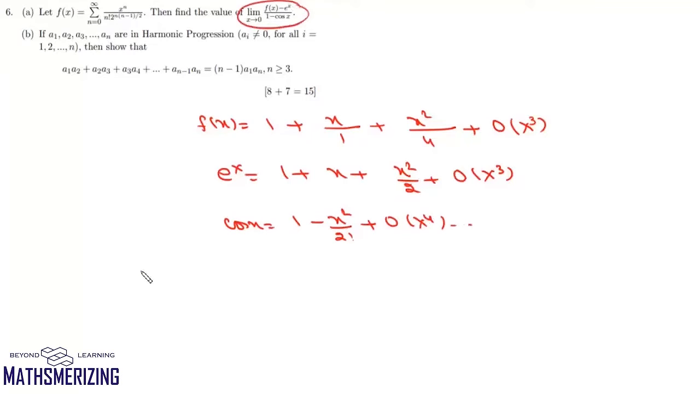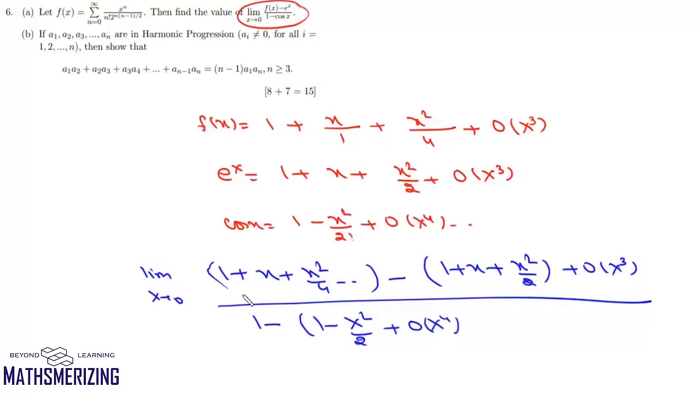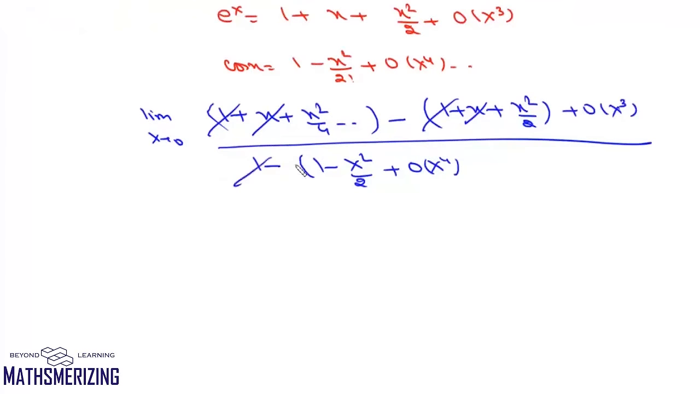So this limit is limit x tends to 0. Now for f(x), we'll write 1 plus x plus x square by 4, and for e to the power x, it will be 1 plus x plus x square by 2, and then O(x cube), and here 1 minus cos x will be 1 minus, 1 minus x square upon 2 plus O(x to the power 4). Now here 1 plus x will cancel, and in the denominator 1 and 1 will cancel.